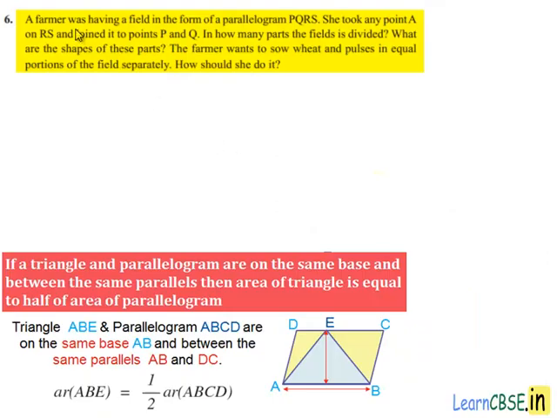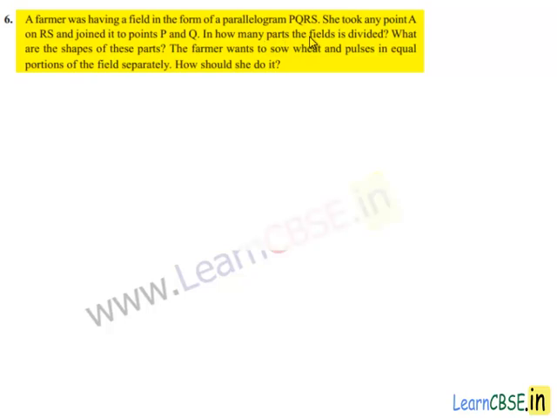Moving on to sixth question. A farmer was having a field in the form of parallelogram PQRS. She took any point A on RS and joined it to the points P and Q. In how many parts the field is divided? What are the shapes of these parts? If the farmer wants to sow wheat and pulses in equal portions of field separately, how should she do it? Now moving on to solution.